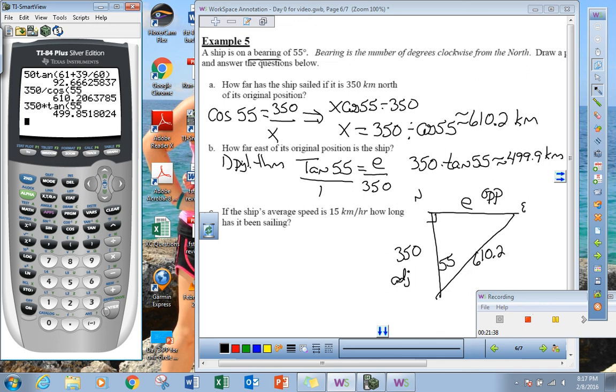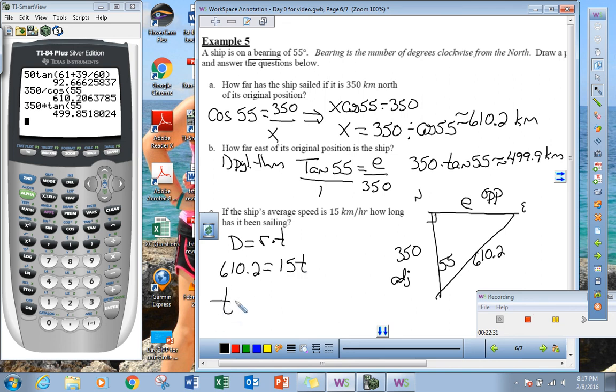Now part C says this: if the ship's average speed is 15 kilometers an hour, how long has it been sailing? Well, you need to remember that distance is rate times time. You jump on the interstate driving 70 miles an hour for 5 hours, you went 70 times 5, 350 miles. Same concept here. I know the ship went 610.2 kilometers equal its rate of 15, and we're looking for how much time.